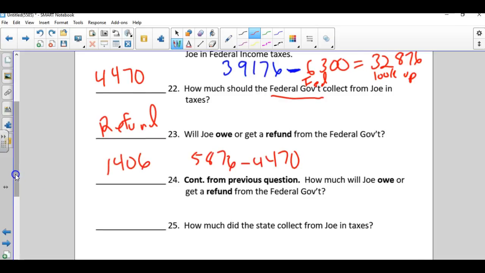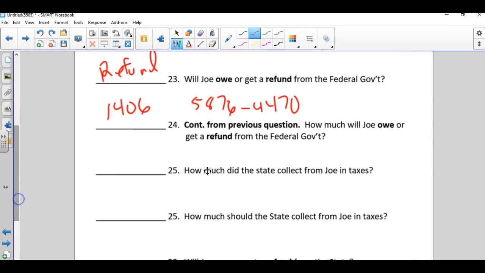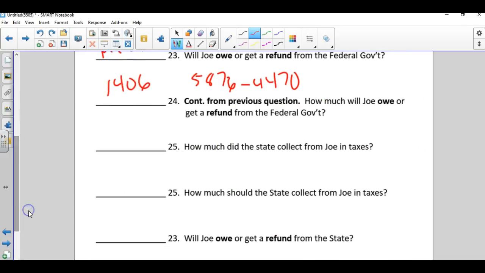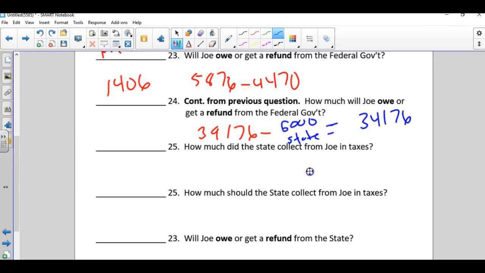All right. Now, how much should they collect from Joe in state taxes? Well, again, I'm going to take the amount he made, 39,176, and I'm going to subtract 5,000. All right, this is for state. Always subtract 5,000. And that gives me a total of 34,176. That's going to be state.